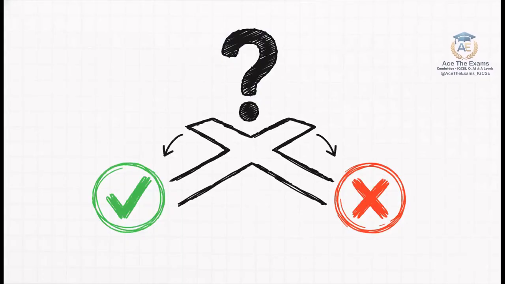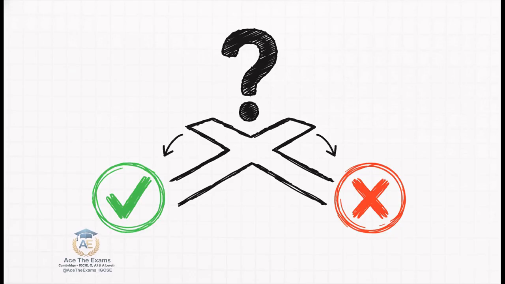Another incredibly powerful data type is the Boolean. A Boolean field can only ever hold one of two values. It represents a strict binary choice: true or false, 1 or 0, yes or no. It's perfectly designed for things like, is this item in stock, or has this student paid their fees?